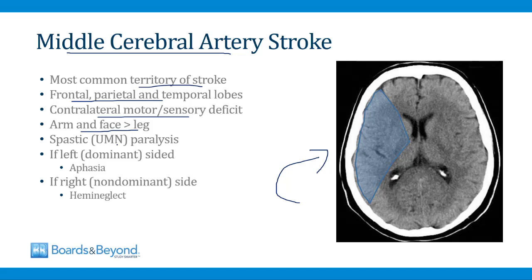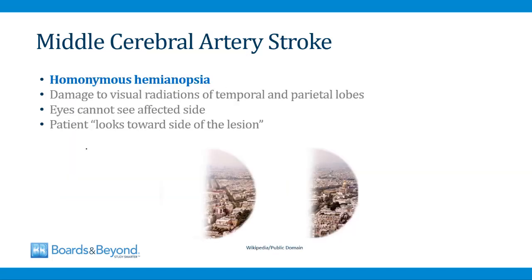The paralysis that develops is a spastic upper motor neuron type of paralysis, and if the stroke is on the left side or the dominant side, that will lead to aphasia, as we already discussed, and if it's on the non-dominant or right side, that will lead to hemineglect. So this is a very common and classic cortical stroke syndrome, and it has all the cortical signs: preferential motor involvement, aphasia, and hemineglect. Patients with MCA strokes can also develop homonymous hemianopsia, which is loss of half of the visual field in each eye.